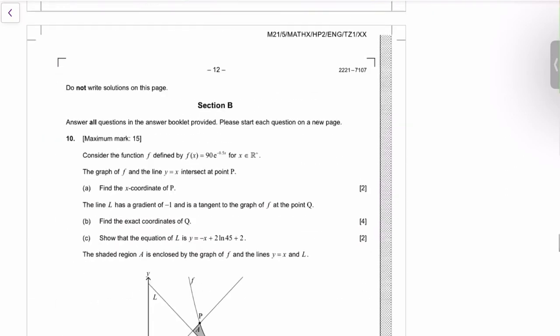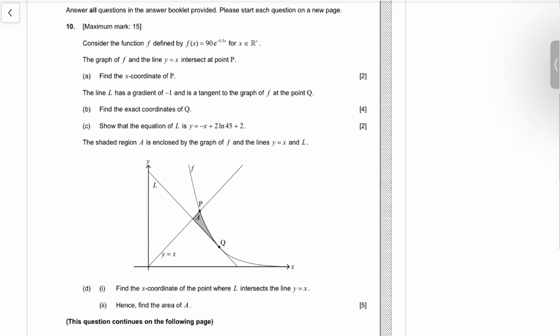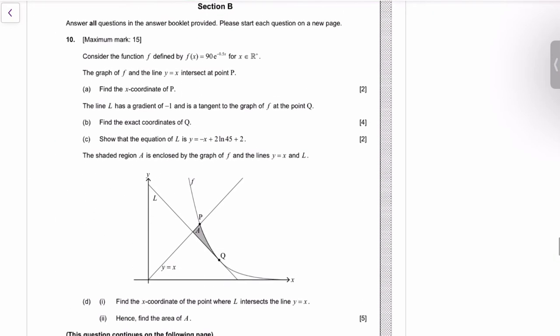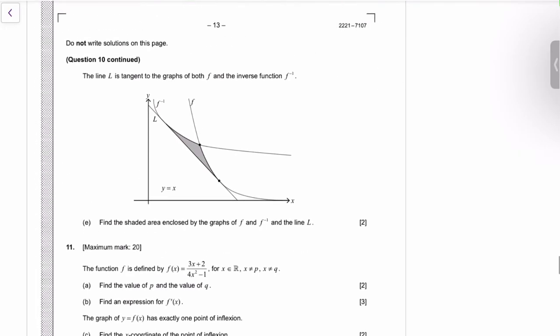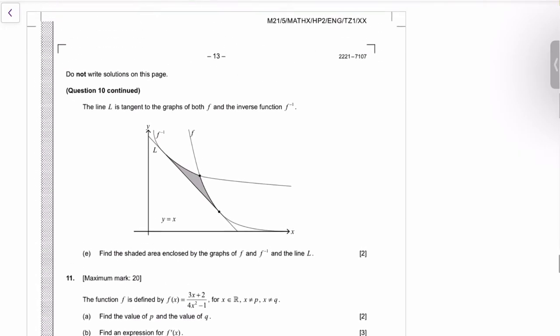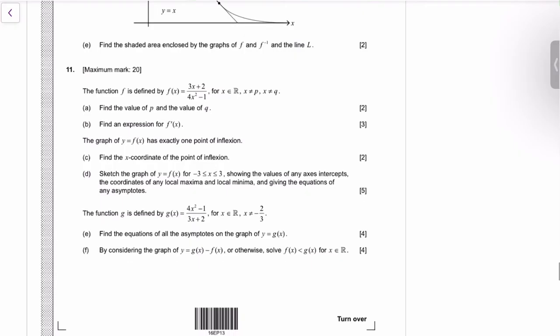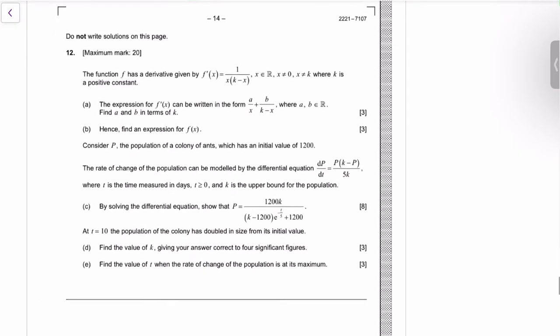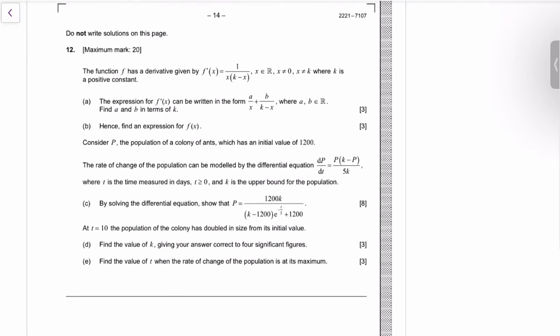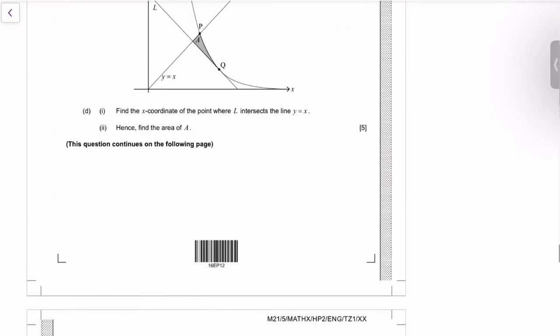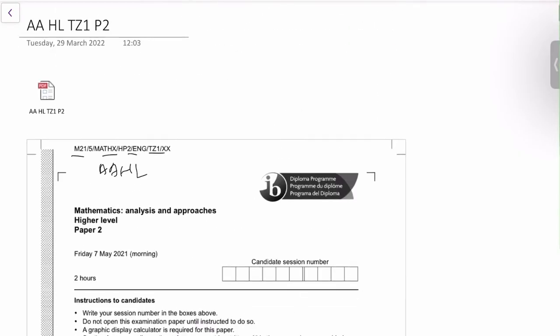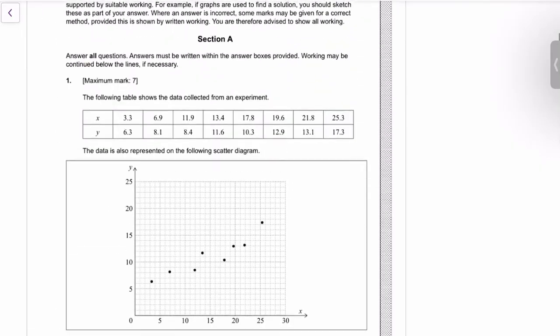9. 10 is shared with SL. This is the first question of section B. Alright, this is 10 continued. Then 11. And lastly 12. Okay, so my solution starts now.